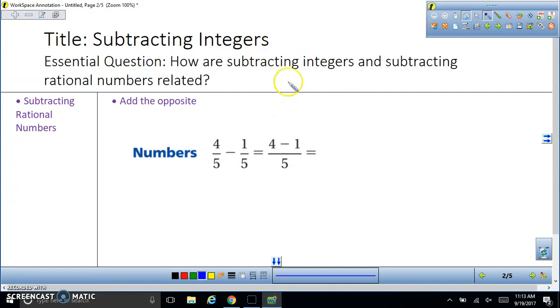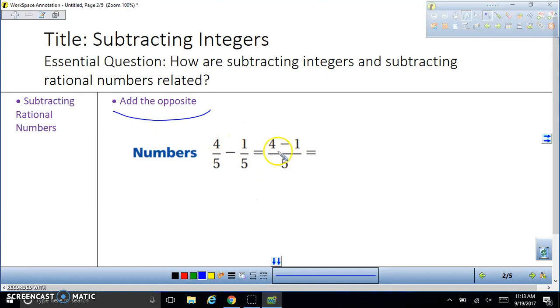Alright, your title is Subtracting Integers. Your essential question is, how are subtracting integers and subtracting rational numbers related? Okay, we're looking at subtracting rational numbers, and my suggestion when you subtract them is to add the opposite. So here's what we're going to break it down to.